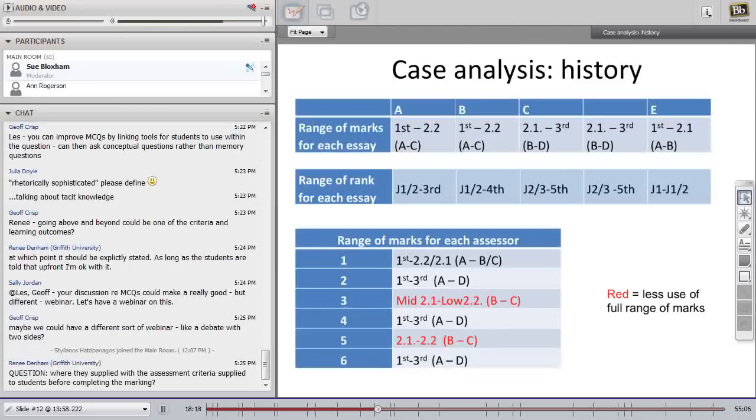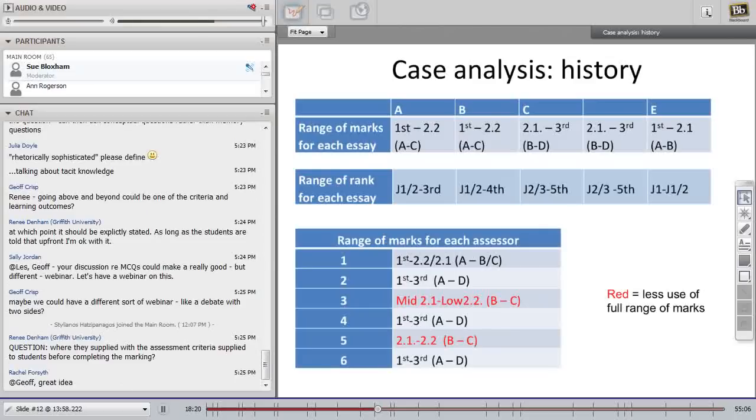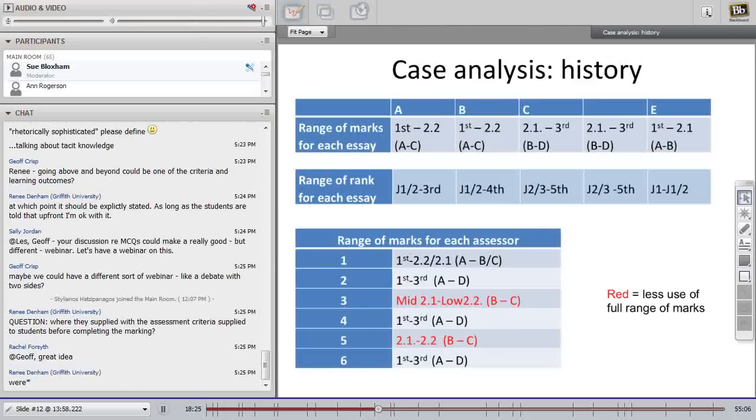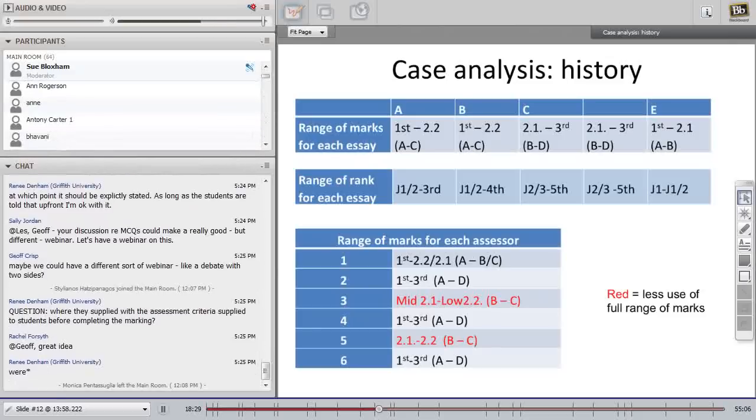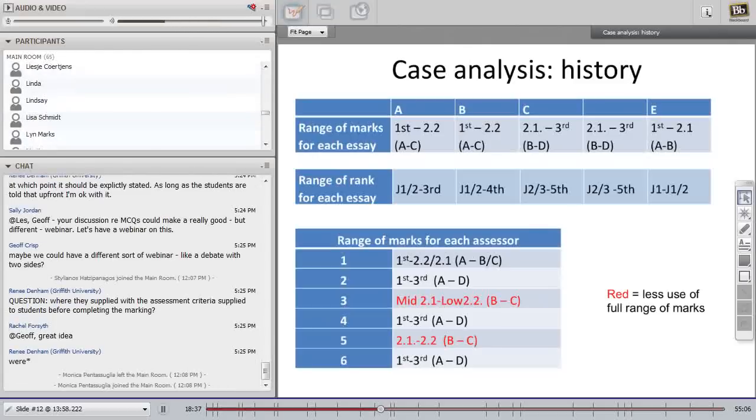The reason I've highlighted some in red there is because it tended to show that, rather than some markers being tougher markers and/or easier markers, they seem to differ in the amount of the range that they were prepared to use. So the red people made less use of the full range of marks, which I think is something we probably know intuitively goes on. So there was this general inconsistency in thinking about the students.